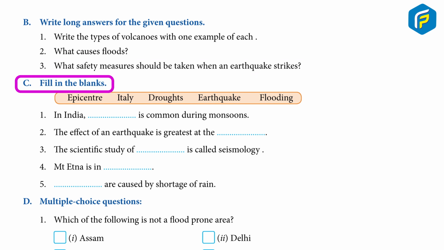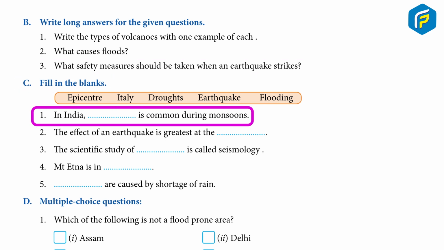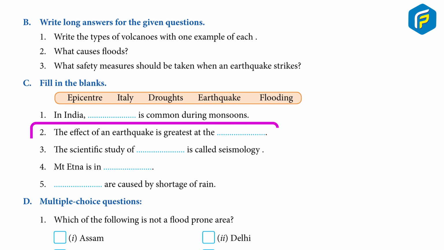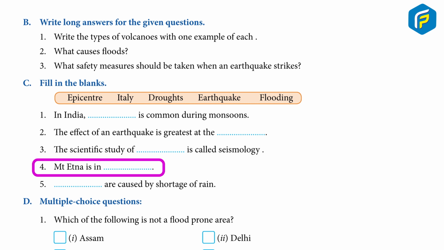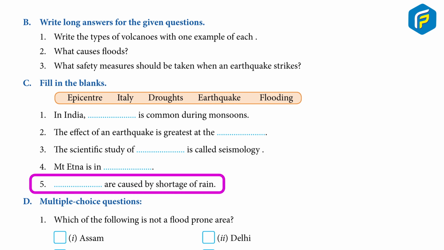C. Fill in the blanks. 1. In India, dash is common during monsoons. 2. The effect of an earthquake is greatest at the dash. 3. The scientific study of dash is called seismology. 4. Mount Etna is in dash. 5. Dash are caused by shortage of rain.